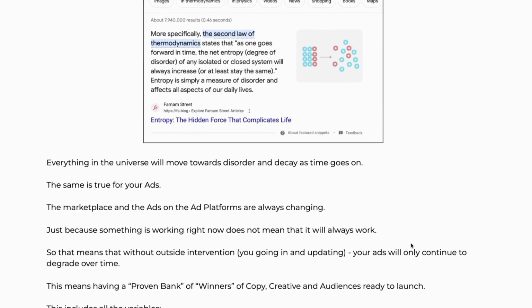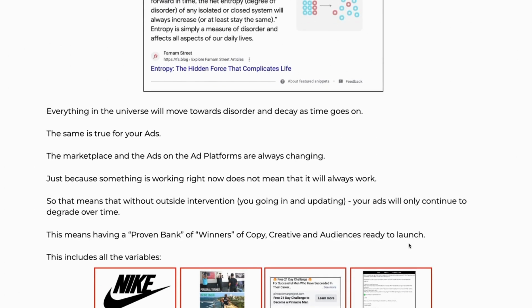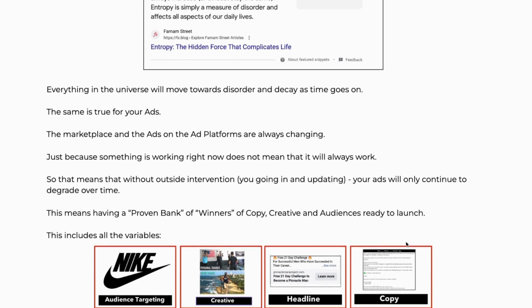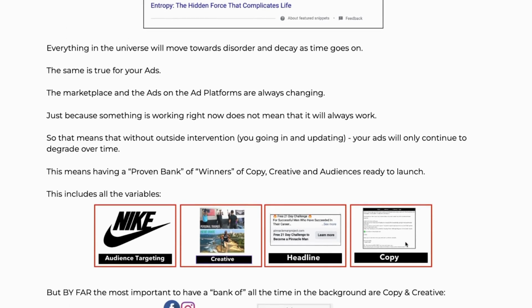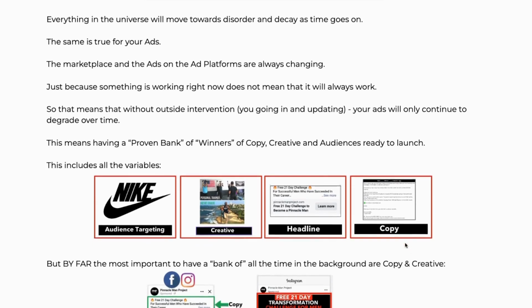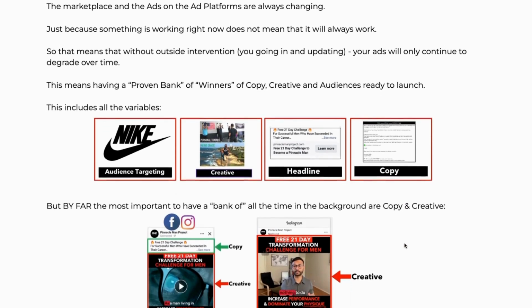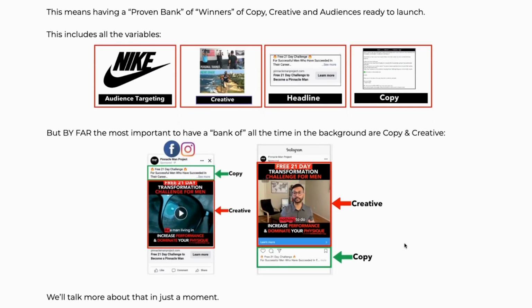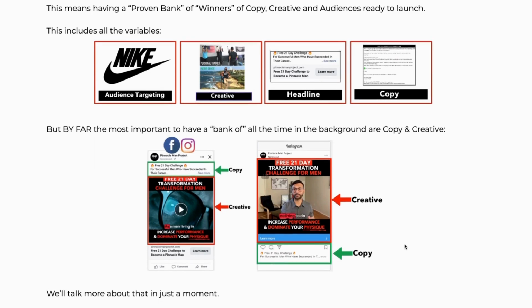So what that means is that we need to have a proven bank of winners for copy, creative, audiences, and headlines that are ready for us to launch. And that means that we need to be able to test all of these variables in a small ecosystem to see what are going to be the winners that we can then run in the future when our current winners end up not working anymore. Now, by far, the most important bank to have is going to be a bank of copy and creative. And that's exactly what we're going to talk about in just a second.